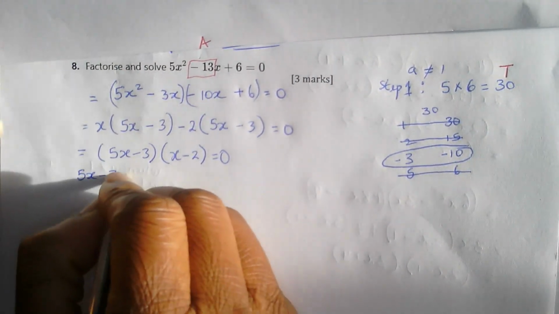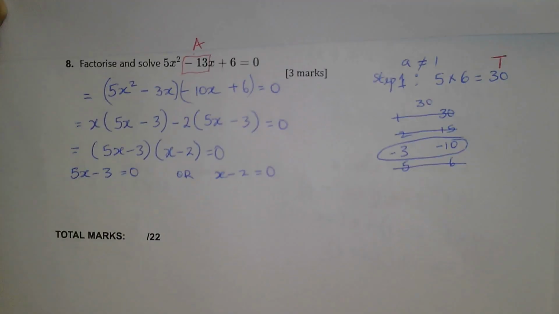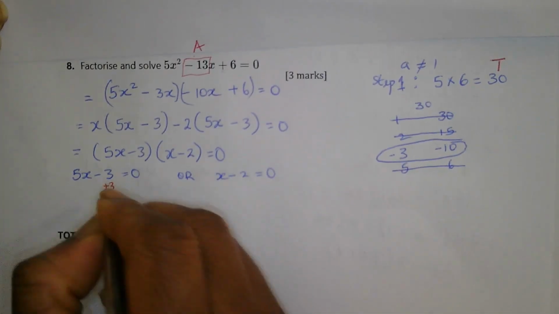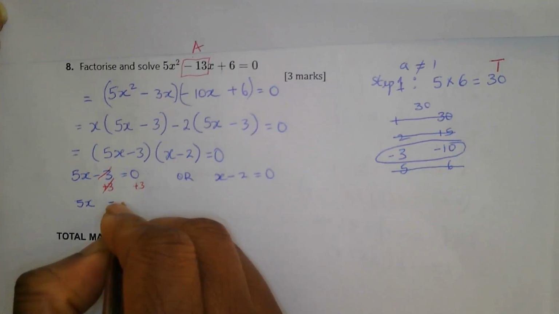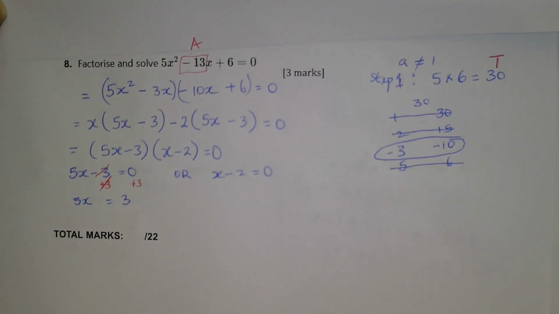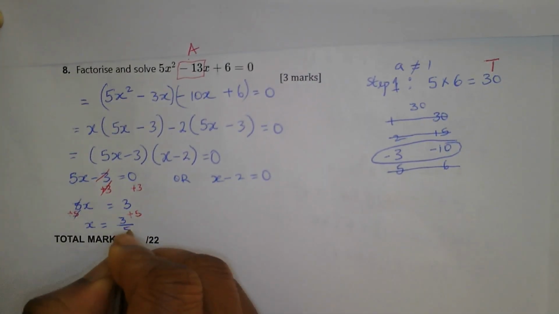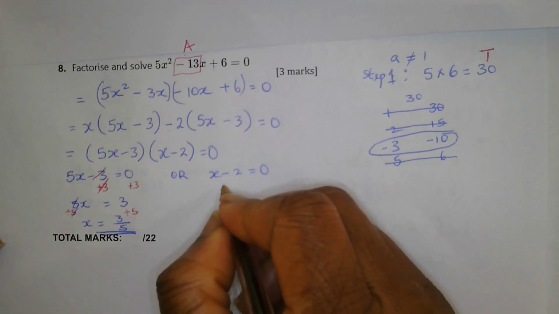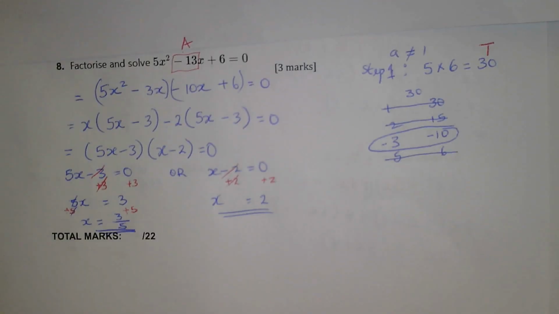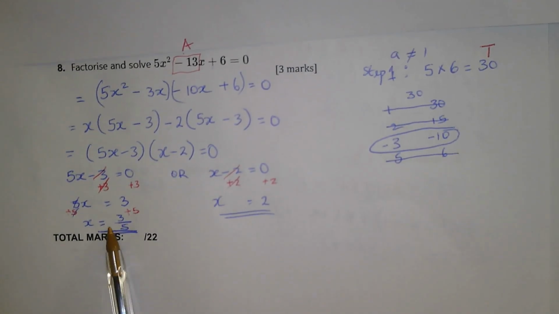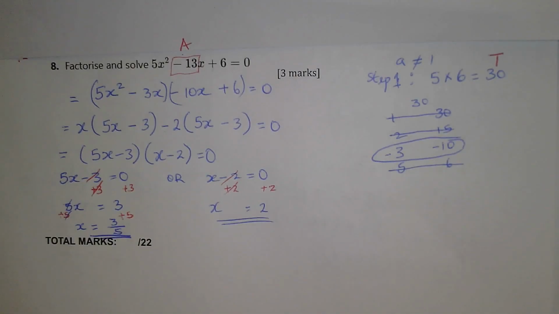5x minus 3 equals 0, or x minus 2 equals 0. And then add 3 onto here, we have 5x equals 0 plus 3, which is 3. And divide both sides by 5, so that we have x equals 3 divided by 5. Or here, just add 2 here. That means we have x equals 2. So these are the values x can take such that this equation is satisfied. And that's it.